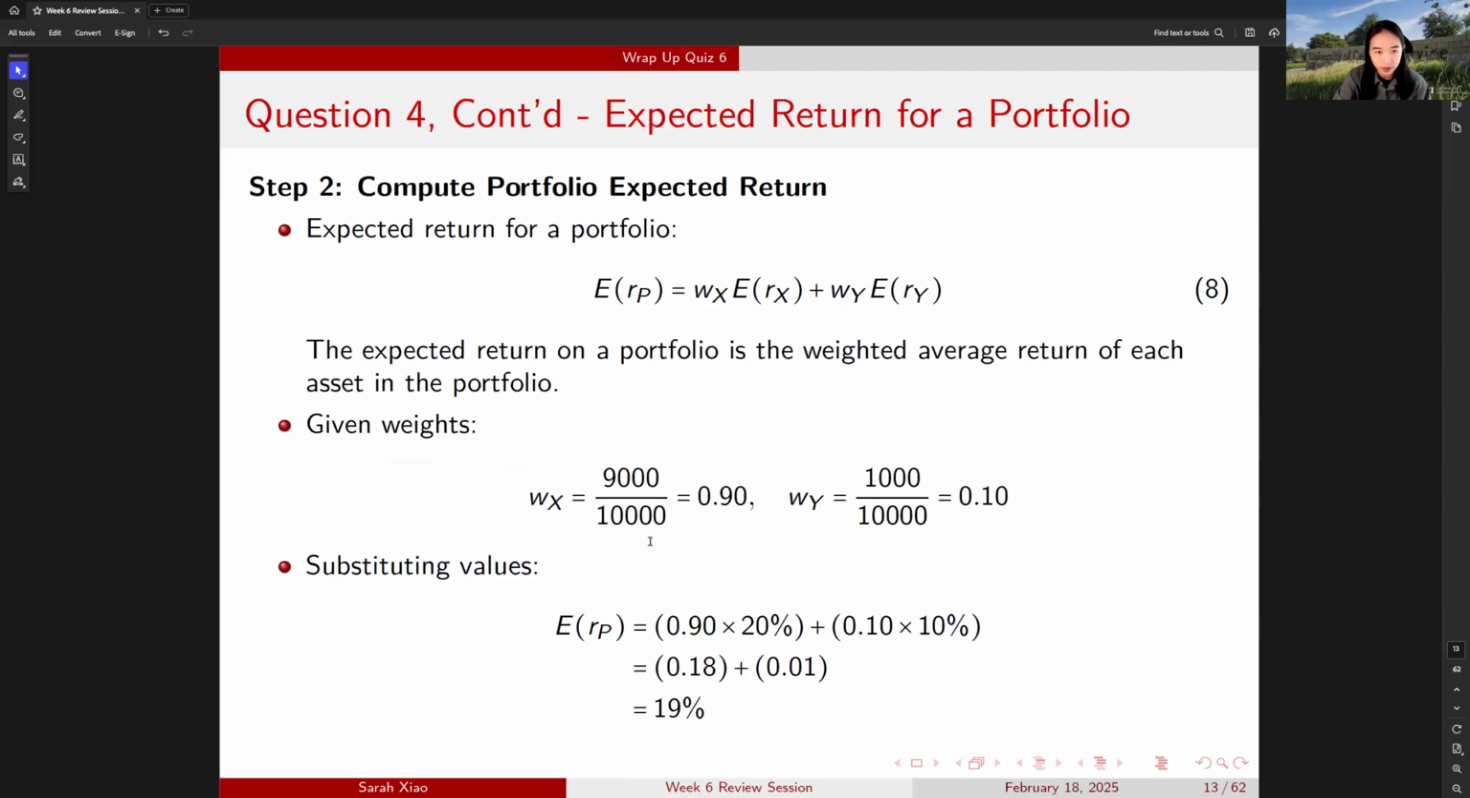And the next step is very important. We need to use the expected return formula for a portfolio. This is the weighted average return of each asset in the portfolio. Here, it is the weight on stock X times its expected return plus the weight on stock Y times its expected return. So we first calculate the weights on each stock.